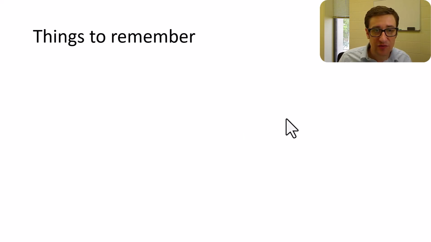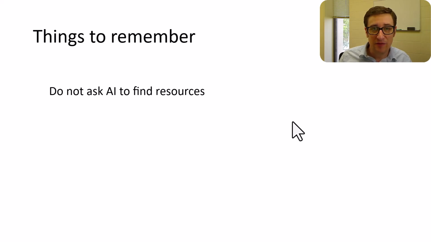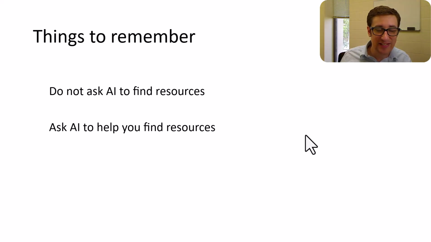So hopefully that gave you a few ideas on how you might use AI when doing legitimate research. Things to remember. Don't ask AI to find resources. If you ask AI to find resources, it wants to help you, so it'll make up resources if it has to, if it thinks that's the way to help you. Instead, ask AI to help you find resources. Don't find the resources itself, right? Say, how might I find these? Can you assist me? What search terms might I use? AI can be really, really useful for that.